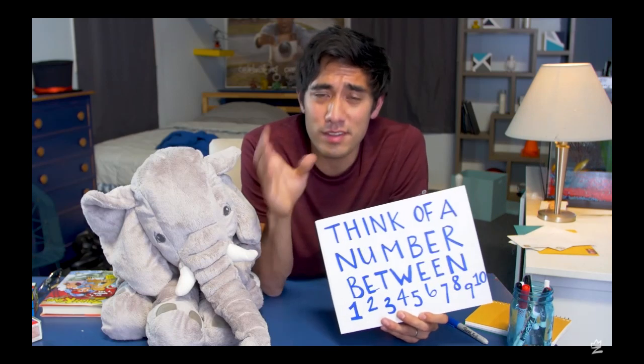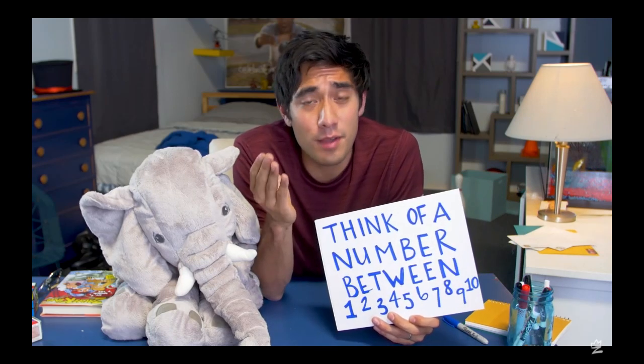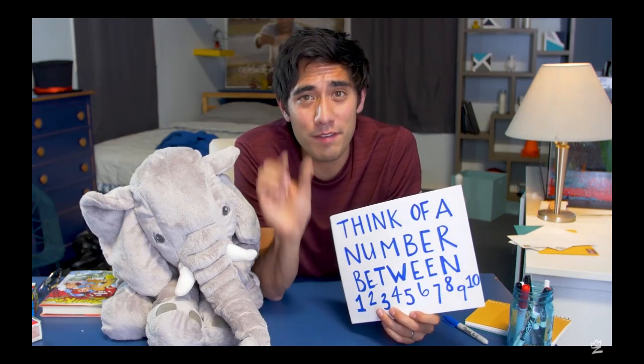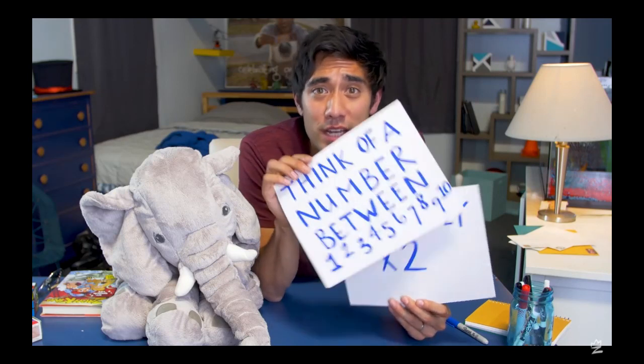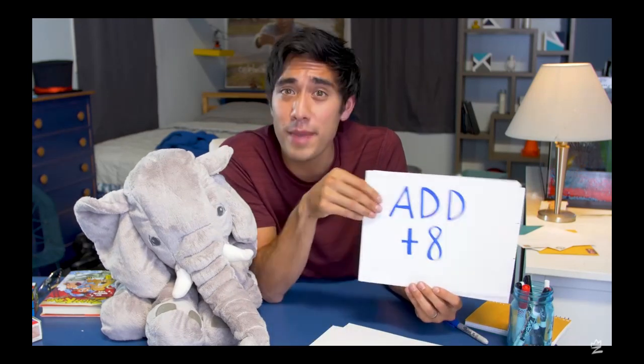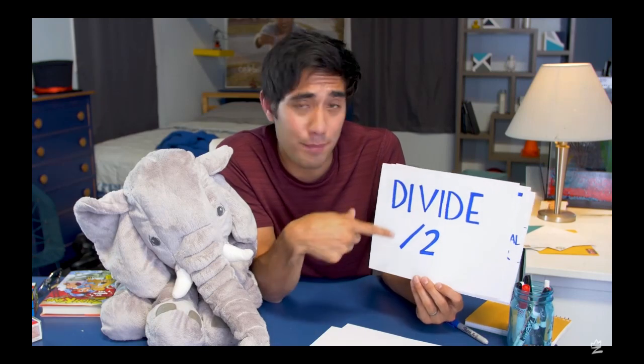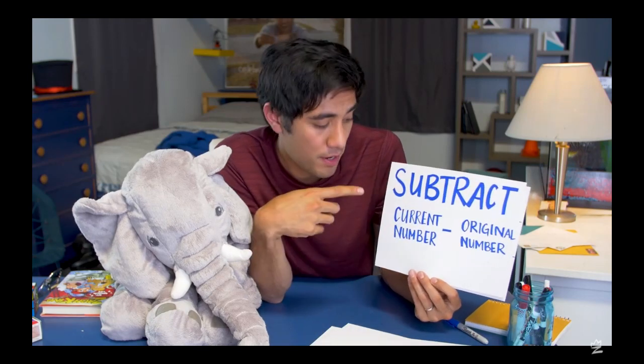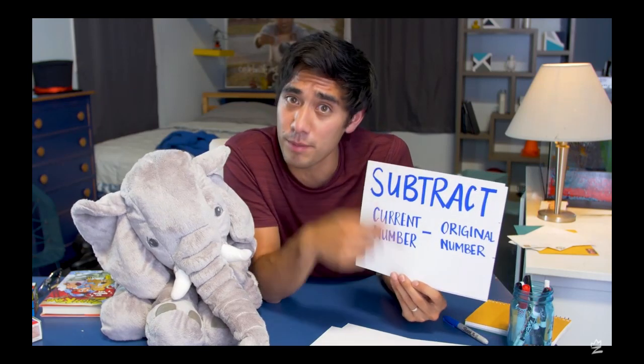This mind trick didn't work on me, though. The last one we did, it was math, and it's almost always going to work. You have like a 90% chance. You have them think of a number between 1 and 10. You have them multiply it times 2. You have them add 8. You have them divide it by 2. And then you're going to take their current number and subtract the original number they thought of, the 1 through 10 number.